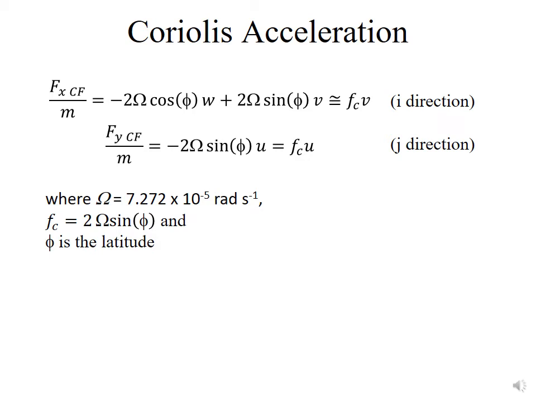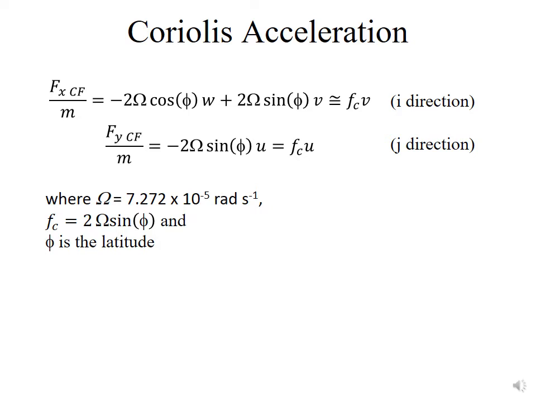Phi is the latitude, W is the vertical wind speed, and V is the north-south wind speed. Since the north-south wind speed is typically much greater than the vertical wind speed, the approximation for the Coriolis acceleration in the east-west direction is generally taken to be the Coriolis parameter Fc times V, which is the north-south wind. The Coriolis parameter Fc is equal to 2 omega sine phi.